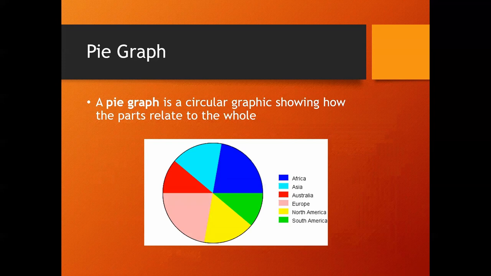Now, a pie graph, we've talked about this just a little bit, but that's a circular graphic showing how the part is related to the whole. So here you've got different continents, and how that percentage of that continent makes up the whole world.